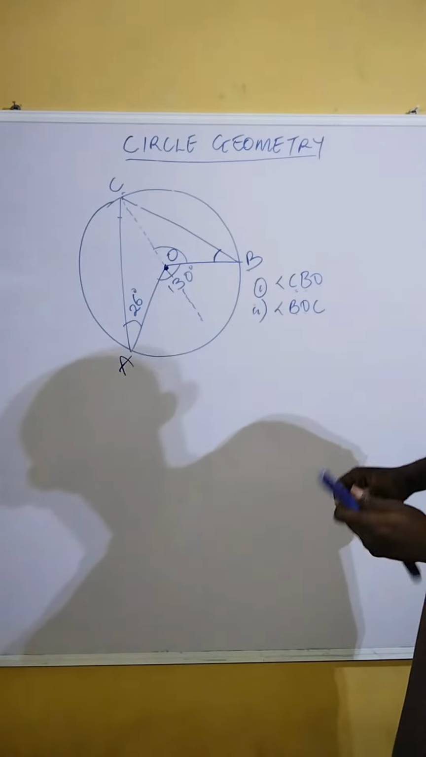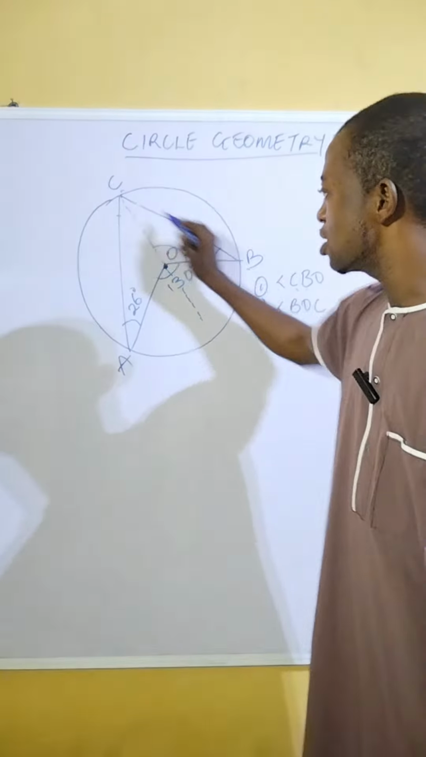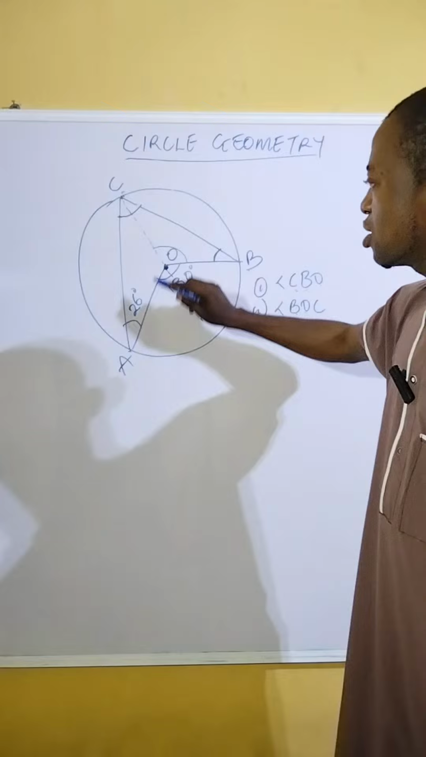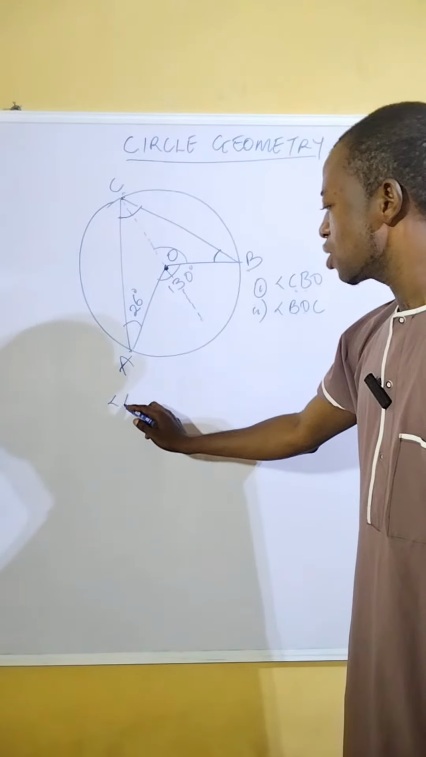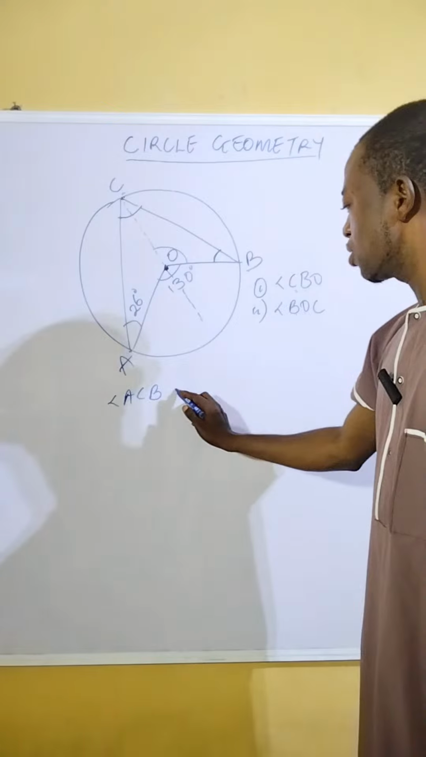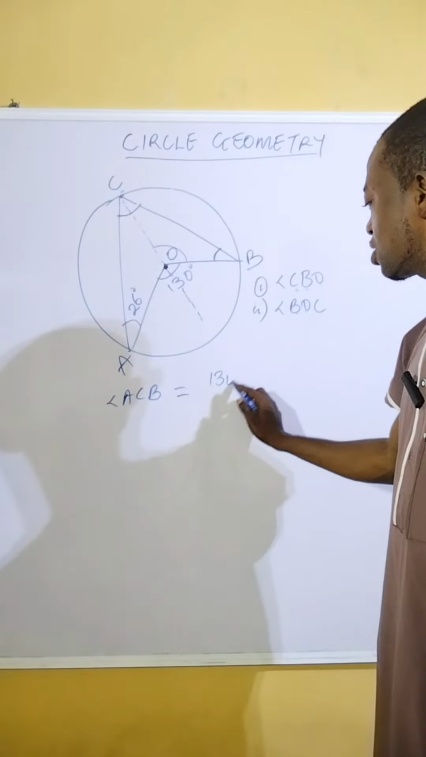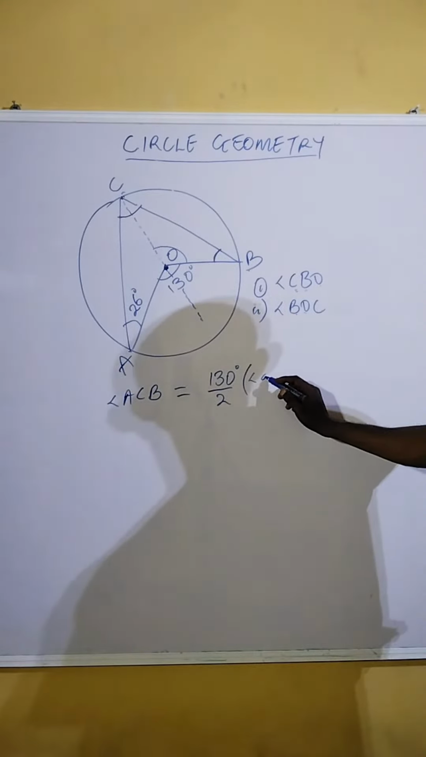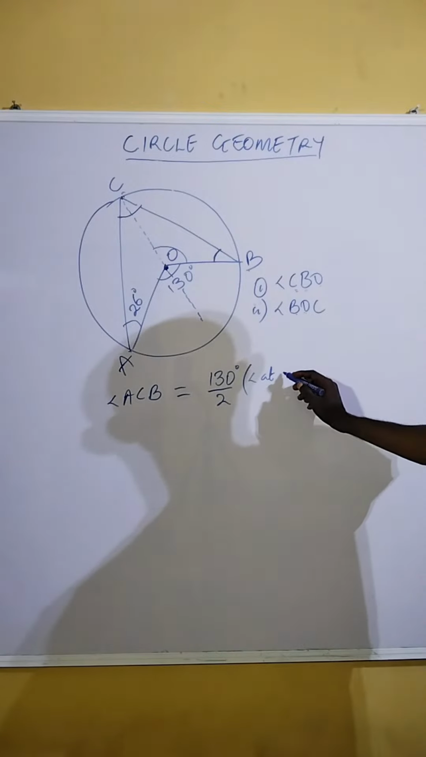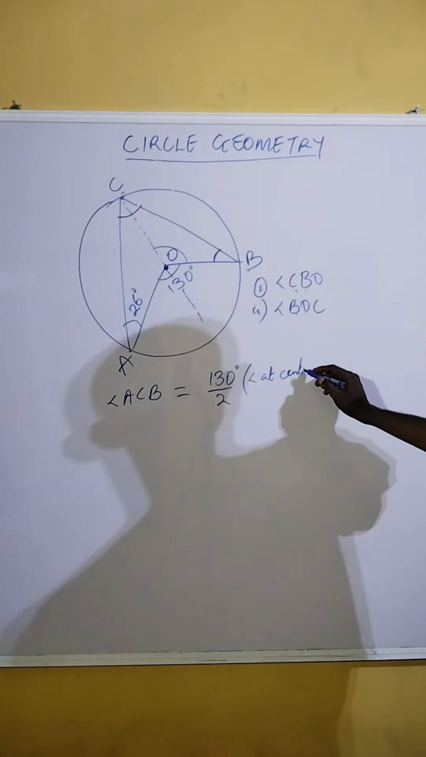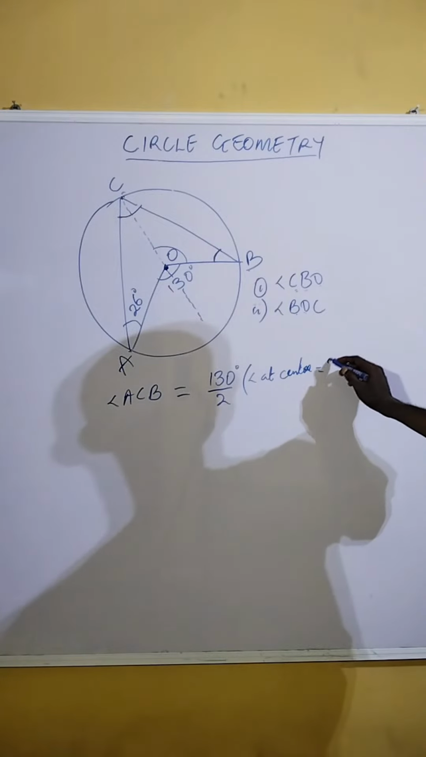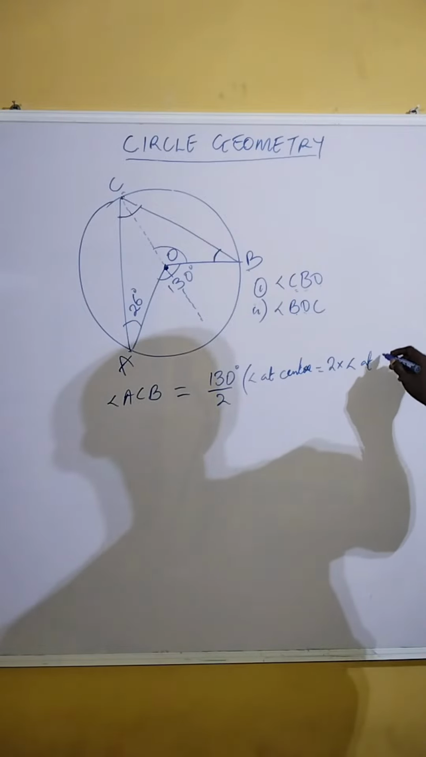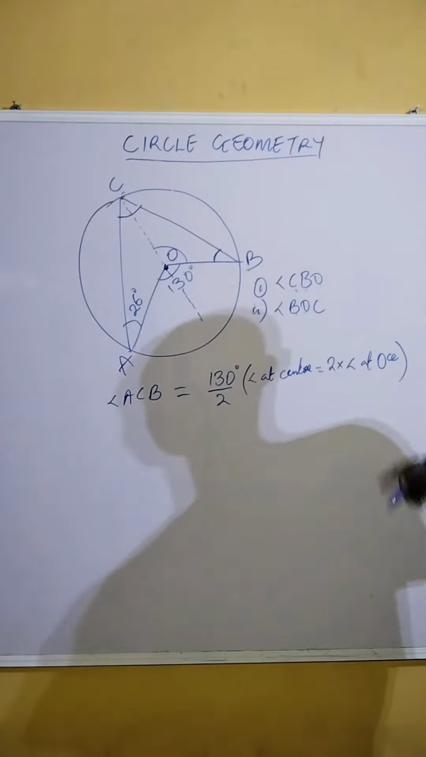Now, which angle is at the circumference here? We have angle ACB. From A to C, from C to B. So this angle here is at the circumference. So we can say that angle ACB will now be equal to 130 degrees over 2. Why? Because angle at center is equal to 2 times angle at circumference. This is a short form of angle, and this is a short form of circumference.